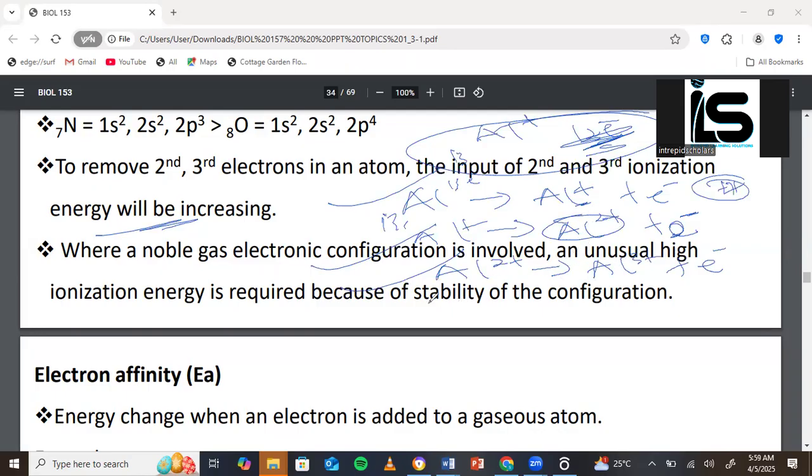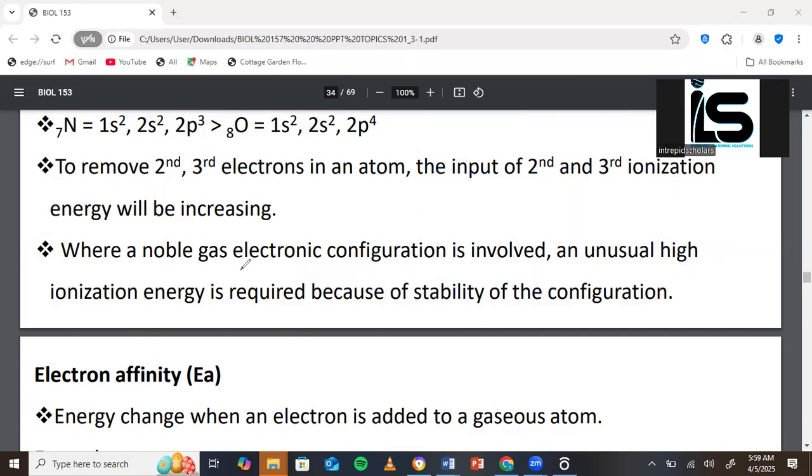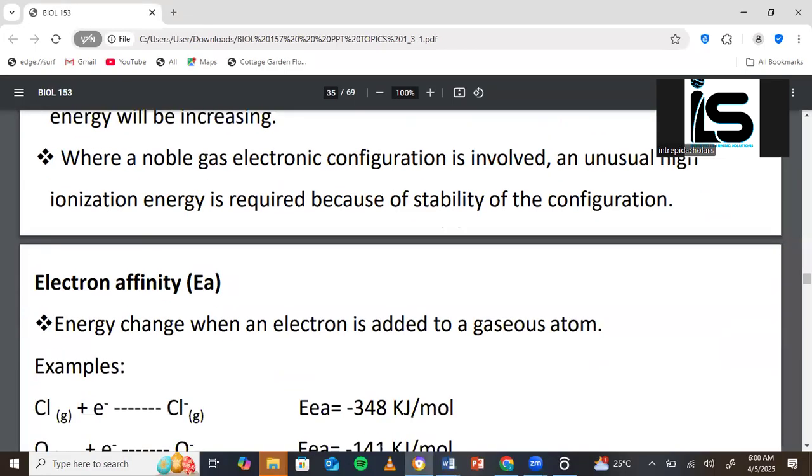Now in the Al2 plus, which forms Al3 plus, Al2 plus has 13 protons, but it has 11 electrons. So the pull is higher. So for you to remove one electron to form Al3 plus, you have to increase the energy. So you realize that the energy is increased for the second and third ionization energy. That is what that point means. Now the last point here says that where a noble gas electronic configuration is involved, an unusually high ionization energy is required because of the stability. Now, noble gases are stable. So if you want to remove an electron from a noble gas, it means you want to destroy the stability. And so you need a very high energy to do that.